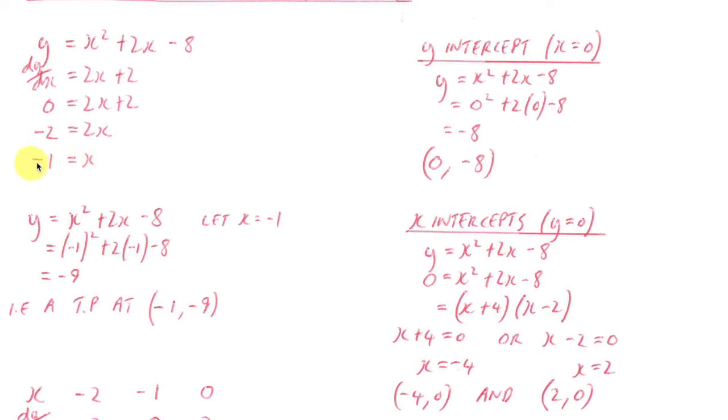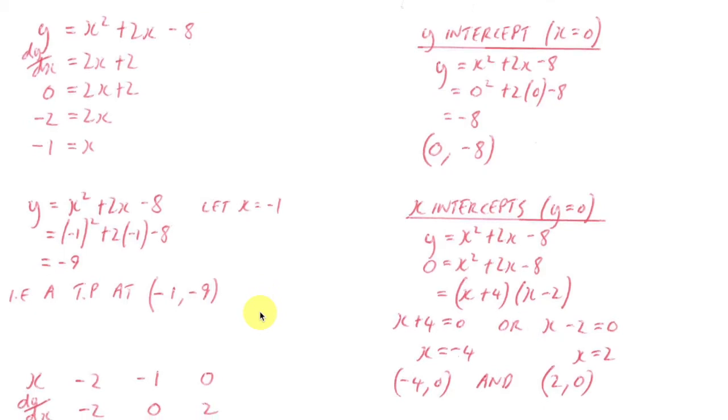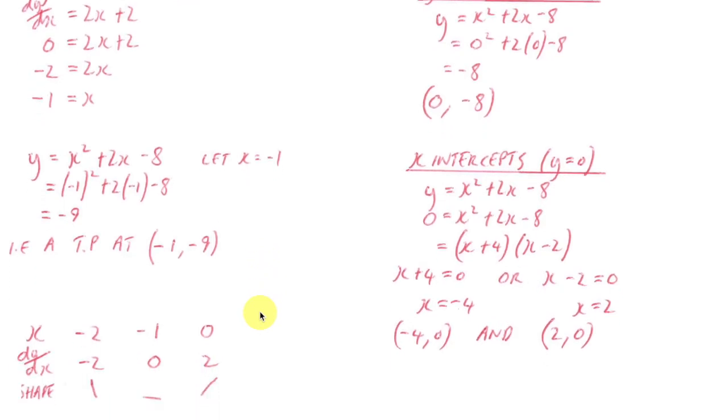I now take the found x value and substitute it into the original y function. And that produces -9. So I now know that I have a stationary turning point at the position -1, -9. I do not know whether it's a maximum, minimum, or point of inflection.